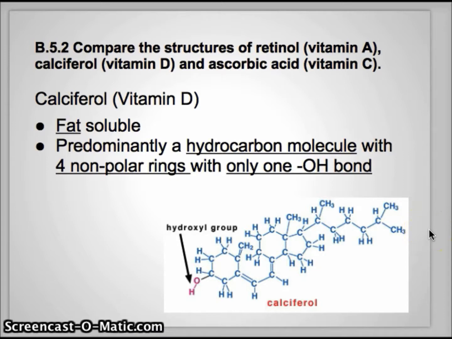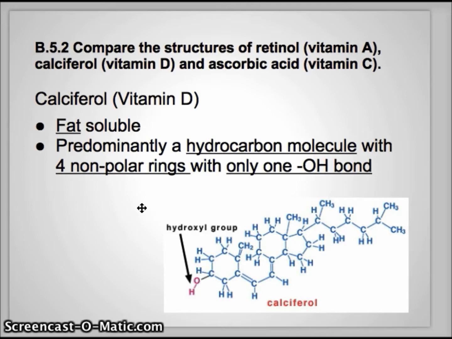And what is important about this? The fact that it has non-polar rings in it. Here's one, here's another one, here's another one, here's another. Basically, it is a group of rings attached to each other. And even with this one hydroxyl group, as noted by this note, it's just a giant hydrocarbon molecule. You aren't going to get around that. And so it's a fat-soluble molecule.